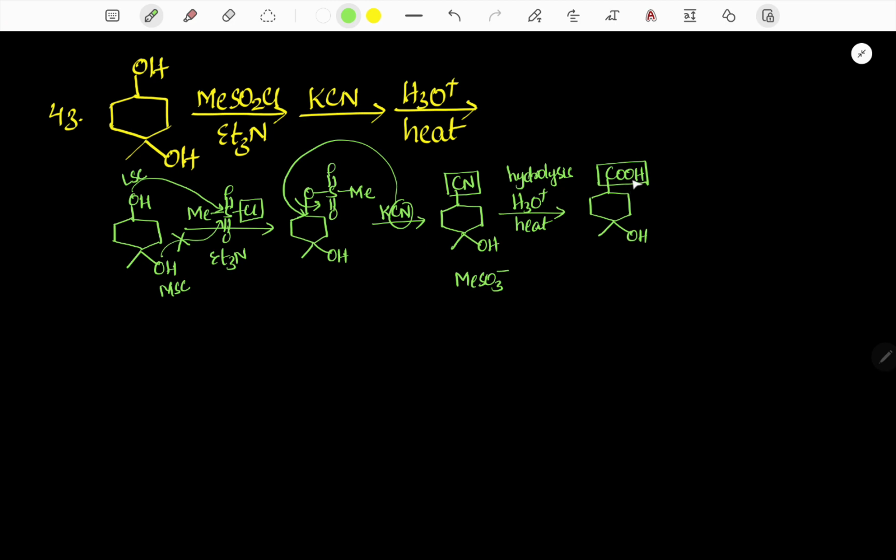Cyanide undergoes hydrolysis. The first reaction is nucleophilic substitution, the second reaction is also nucleophilic substitution, and the third reaction is hydrolysis.